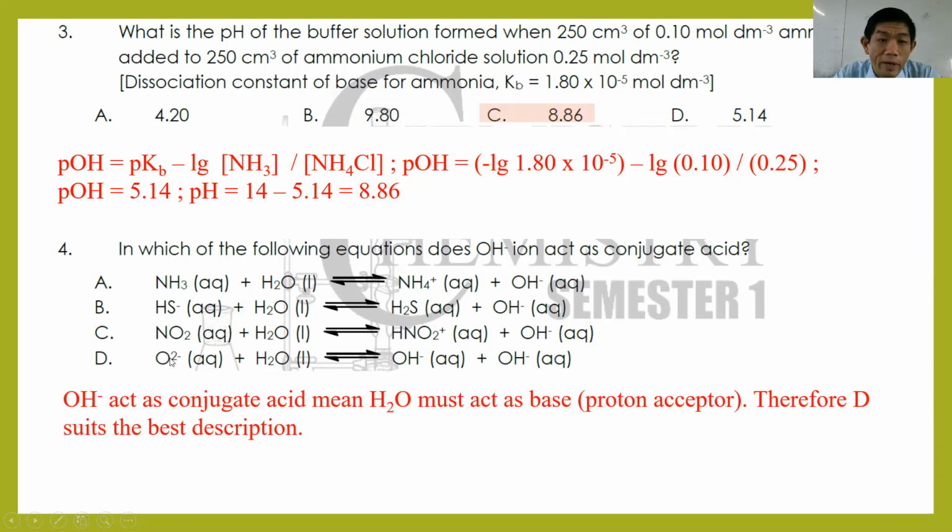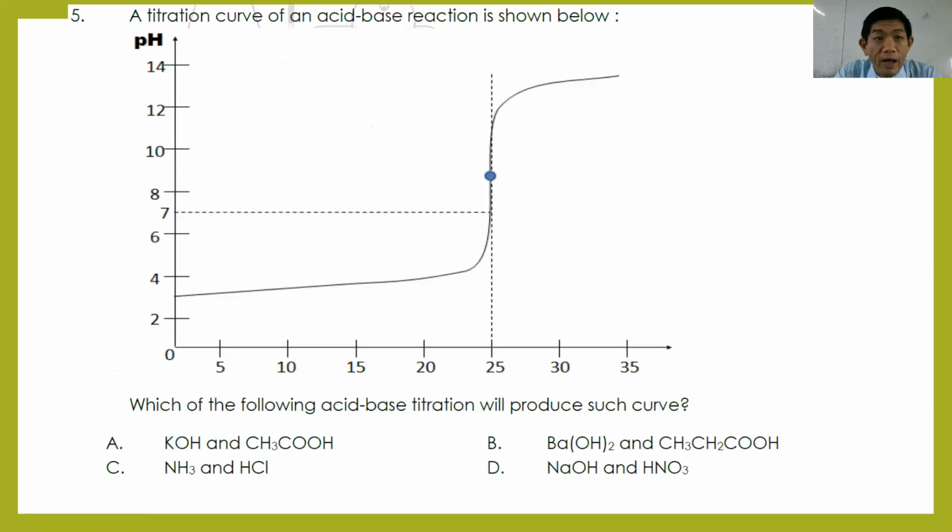But finally, O2− plus H2O, where the H2O acts as the base, donates the proton to the O2− to become OH−. So in this case, this OH− on both sides acts as a proton acceptor and also becomes the conjugate acid and conjugate base at the same time. So in here, the best answer is D. Then we go to number 5.